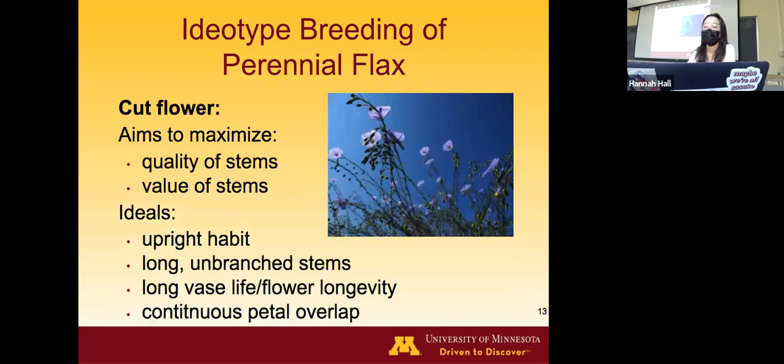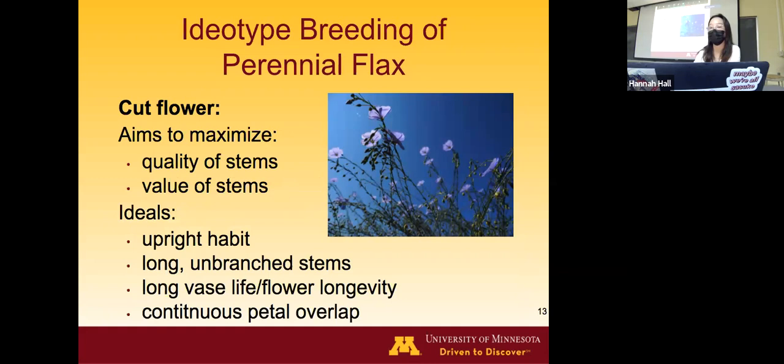For our cut flower ideotype, we aim to maximize the quality of stems and the value of our stems. Our ideals for this ideotype are upright habit, long unbranched stems, long vase life, long flower longevity, and continuous petal overlap.